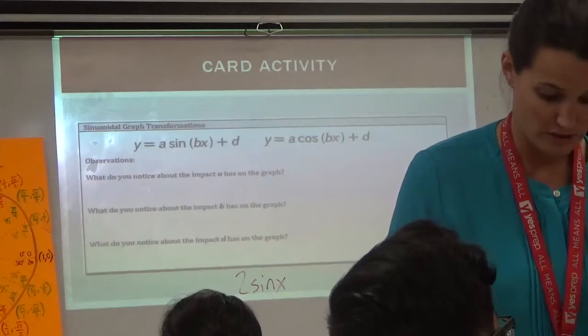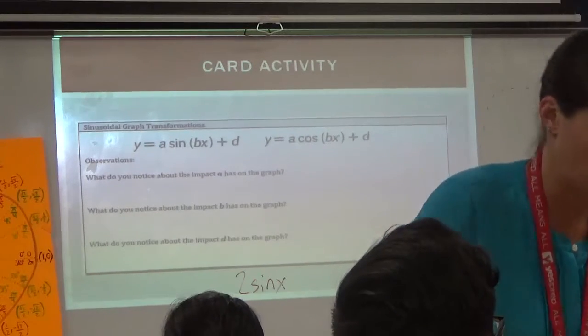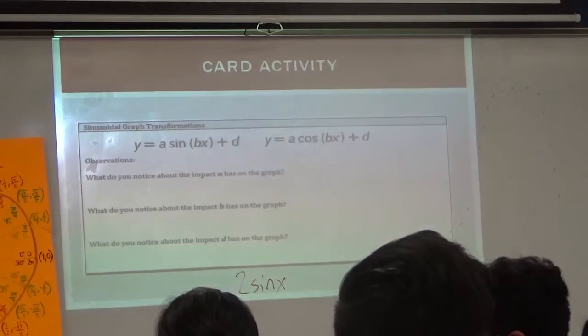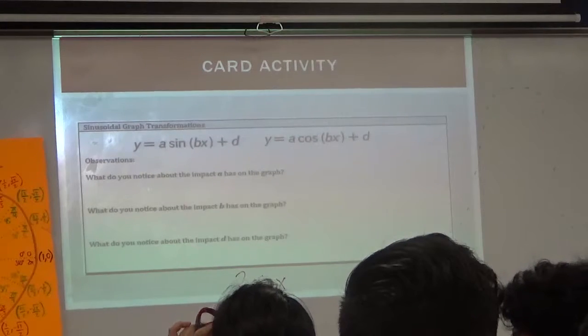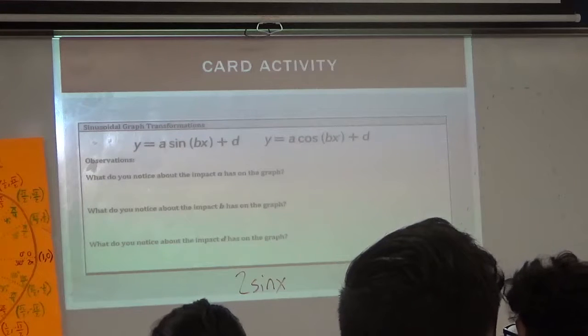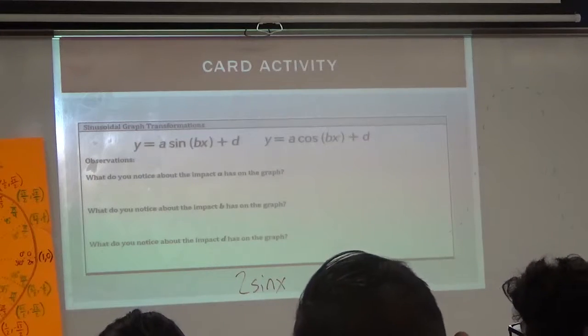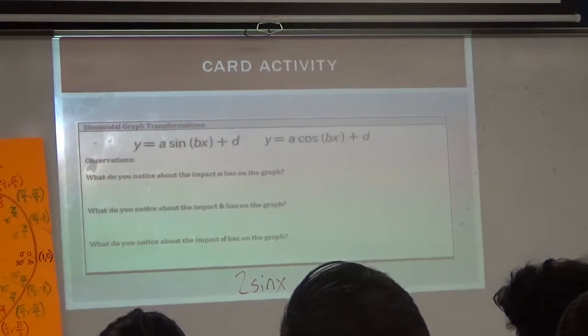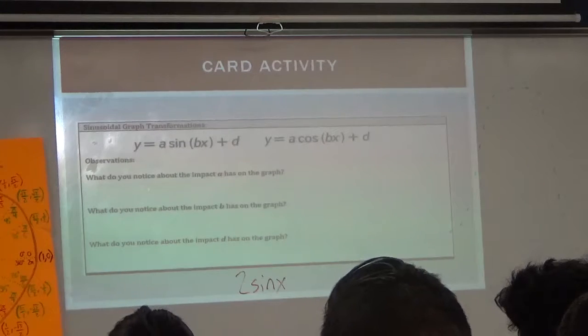Yeah, so it has to do with how many waves we have. See how here you have one wave on the original graph? It goes down and it goes up. Now we have down and up, down and up. So we have some waves. Right? How many waves do you think you're going to have here?